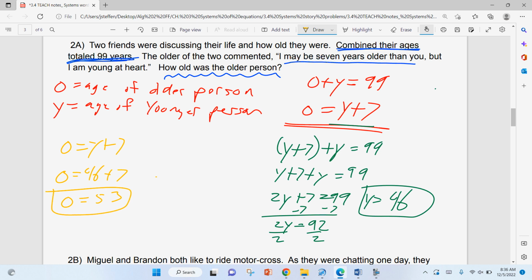Then again, in a sentence, I would just say older friend, spelled wrong, but that's okay. Older friend is 53, and younger friend is 46. And again, I apologize, my handwriting's never been good, but definitely on this touch screen it makes it worse.